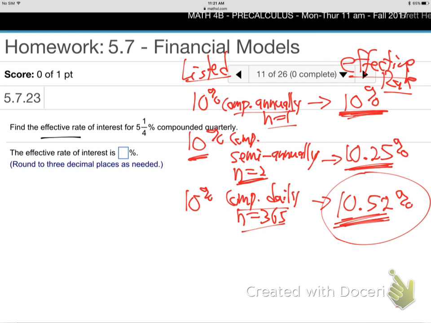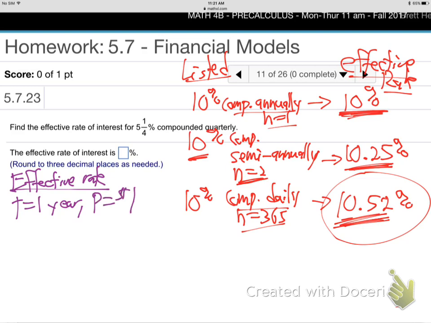Well, to find effective rate, I think the easiest way, I say that because Math Excel does a different way. If you click to show me an example, they'll do something that I think is a little bit crazy, a little hard, just using lots of formulas. It's not that hard. All you have to do for effective rate, and this is probably something you're going to want to put on your 3x5 card: let t equal 1 year and p equal $1.